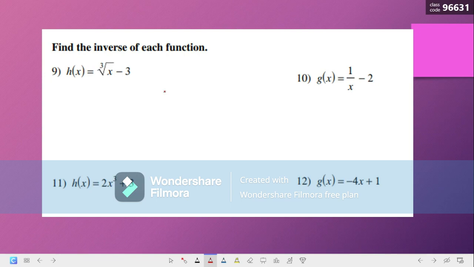Okay. Then, the same as number 3 to 12, find the inverse of each function for 9 to 12 here. So, h of x is equal to cube root of x minus 3. Number 10, g of x is equal to 1 over x minus 2. Number 11, h of x is equal to 2x cubed plus 3. Number 12, g of x is equal to negative 4x plus 1. So, you have to answer all of these activities on your math activity notebook.